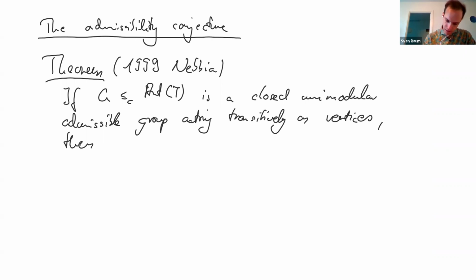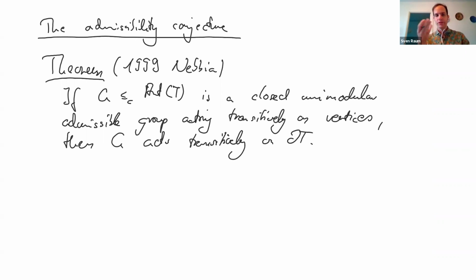Then G acts transitively on the boundary of T, and this is in this case equivalent to being strongly transitive, meaning acting transitively on pairs of an edge and a vertex that is contained in the edge. Okay, so this says that if a group acting on a tree has nice representation theory, then it must act already transitively on the boundary of the tree. Okay, this is what he basically proved.